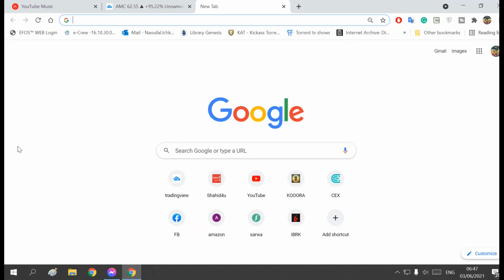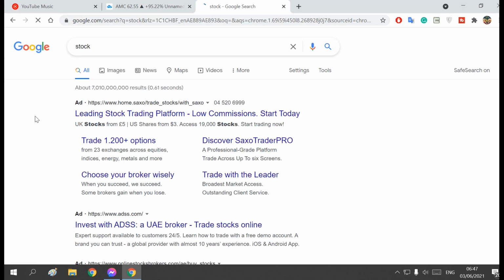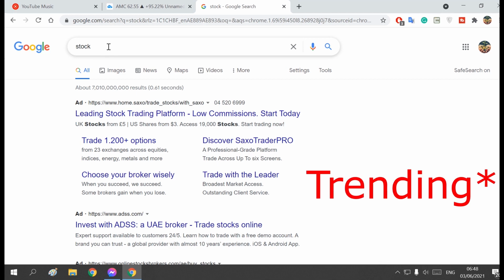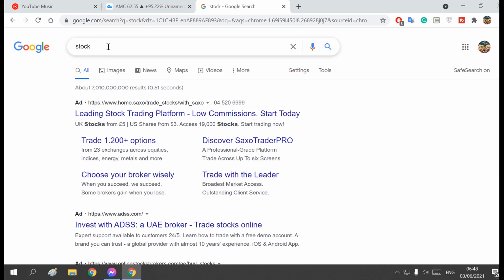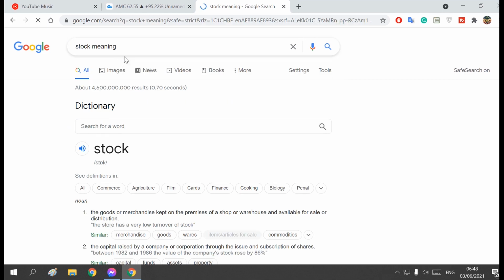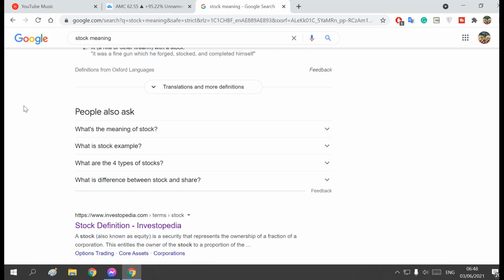So let's just go and see what is actually a stock. If you go and type stock in Google, you can see the amount of results that we have is huge. This indicates that this is something that is trading all over the world. Everyone is talking about it. So we're gonna see what a stock actually means. Just a simple explanation for those who don't know.